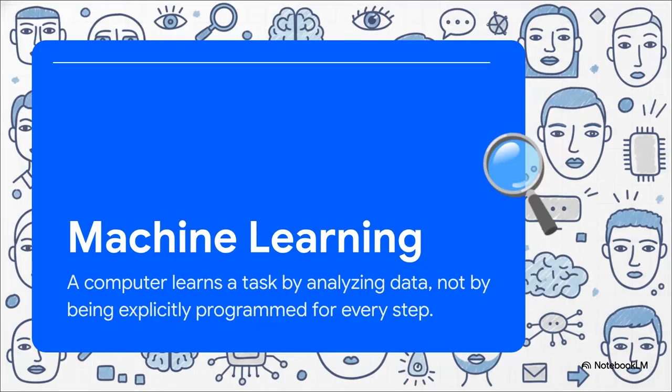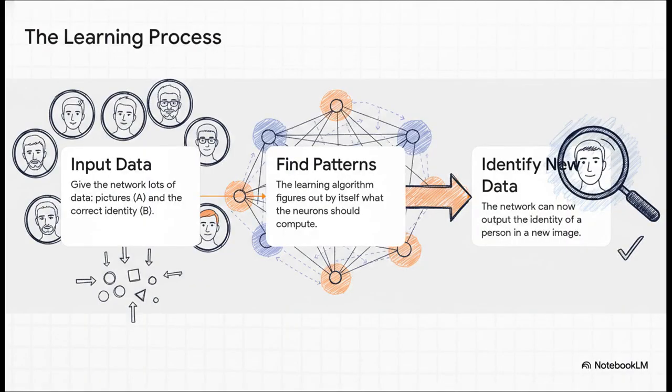And this whole process has a name you've definitely heard: machine learning. Instead of giving the computer a rigid step-by-step set of instructions, you give it a goal and a massive pile of data. And then it just works backward to figure out the patterns and create its own instructions for getting to that goal. The learning process itself is, in concept, pretty elegant.